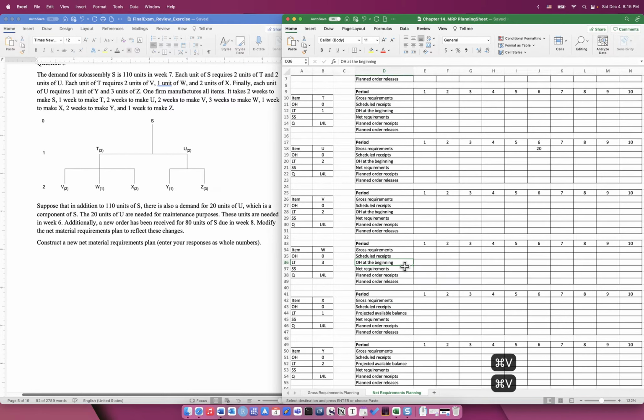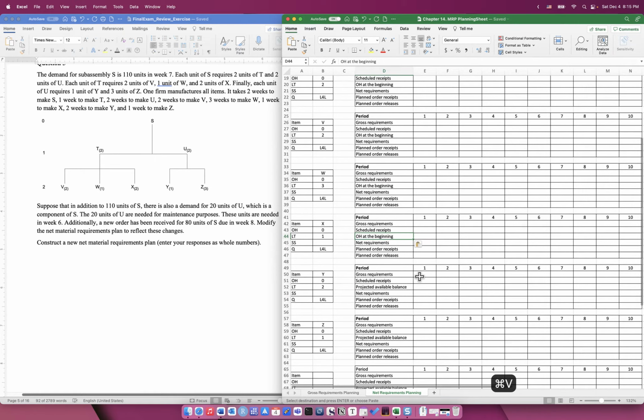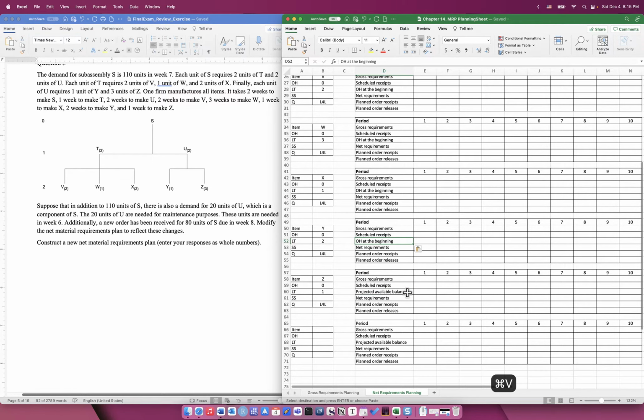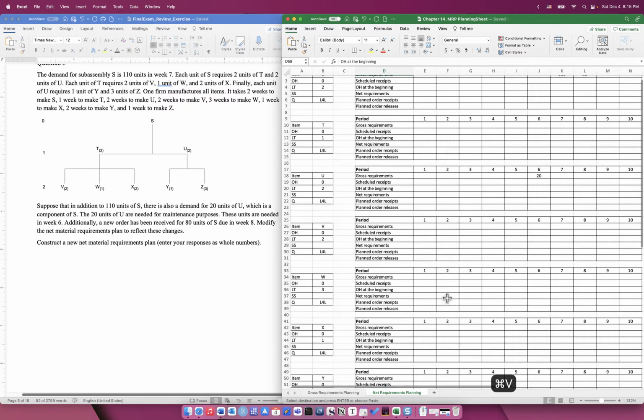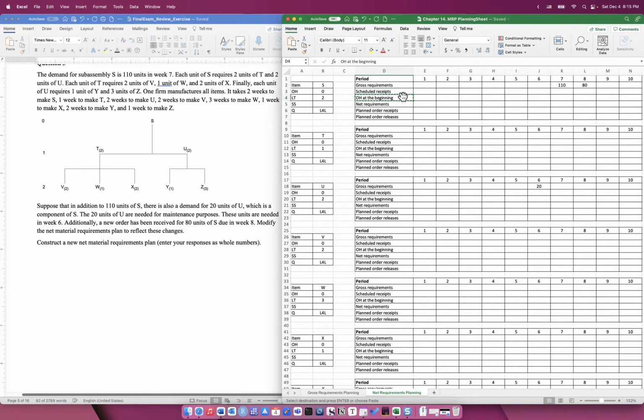My original planning sheet says inventory at the end of each period, so that's why you see the projected available balance at the end. But I'm changing it to on hand at the beginning so that it's consistent with what you see from the MyLab. Also, the MyLab version doesn't have a scheduled receipt, so I'm just going to ignore that without deleting it.